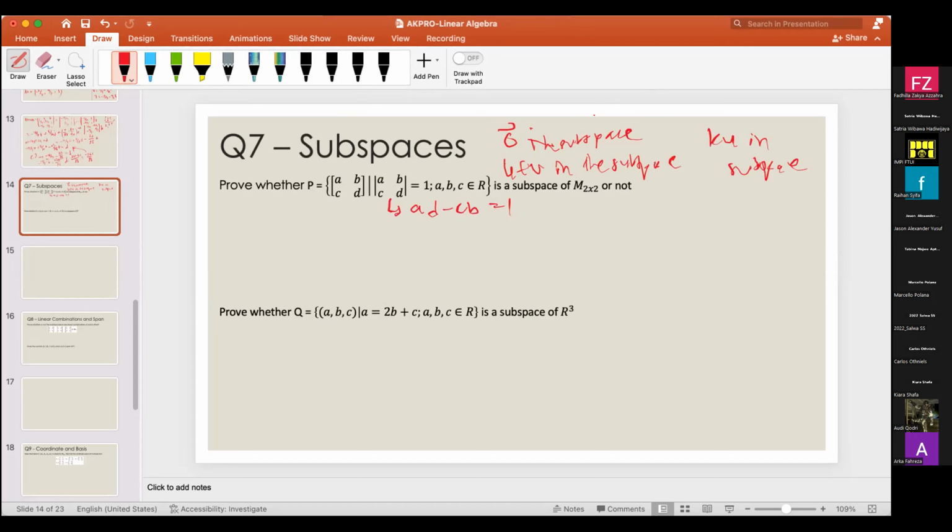For 0, is it in the subspace? For A, B, C, D equal to 0, does it apply here? Well, no, because 0 minus 0 is not equal to 1. And if you find just one criterion that is not met, then automatically this is not a subspace. So because 0 is not in this space, that means P is not a subspace of M22.